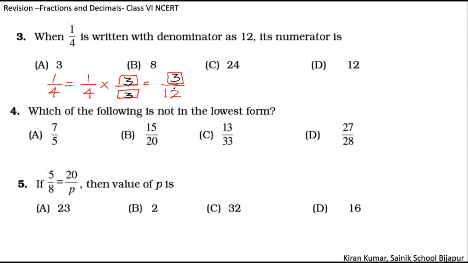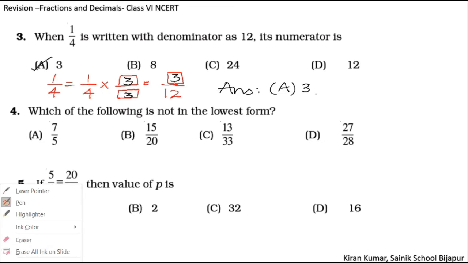So 3 ones are 3, 3 fours are 12, so 1 by 4 is obtained. This is a concept related to equivalent fractions. By multiplying 3 to both numerator and denominator, we get the denominator as 12, hence the numerator must be 3. So the answer is option A, 3. Next one.